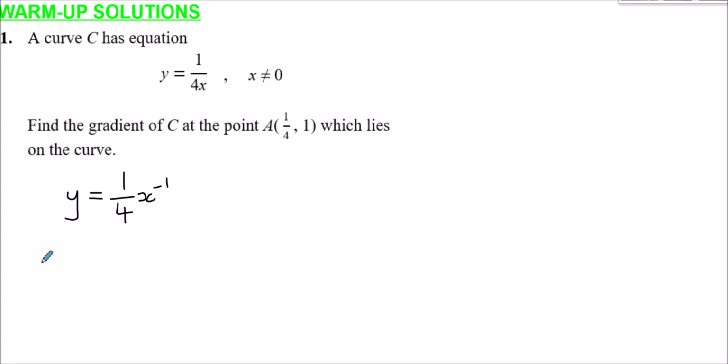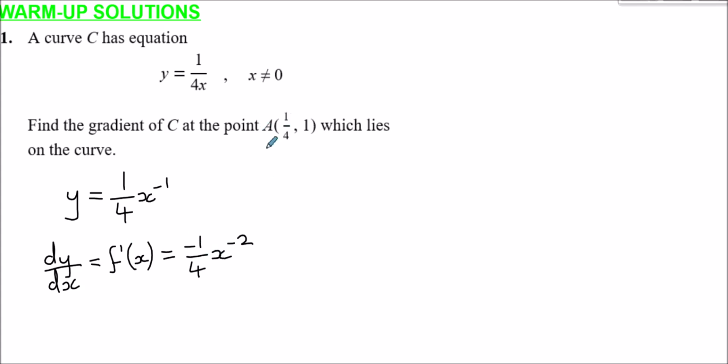So we can now differentiate this. dy over dx, which is the same as f dashed of x, just a different way of writing the gradient function. The power of x is going to come to the front, so the quarter is multiplied by the minus 1 to give us minus a quarter. Then we have x, and the power of x is going to drop by 1. So minus 1 minus another 1 gives us minus 2. And so this tells us what the gradient is on the curve for any value of x.